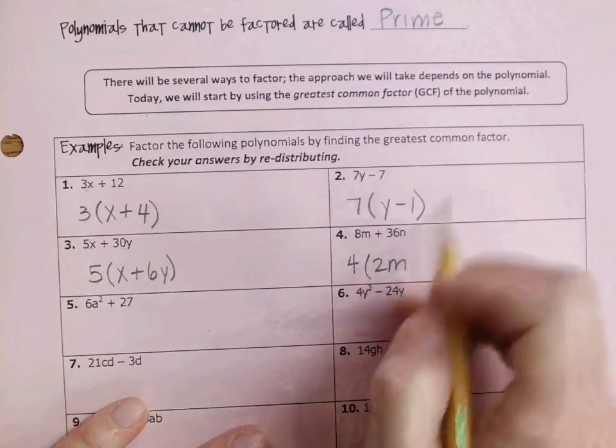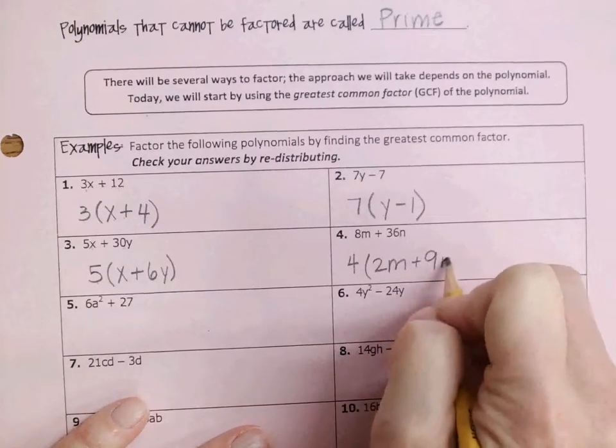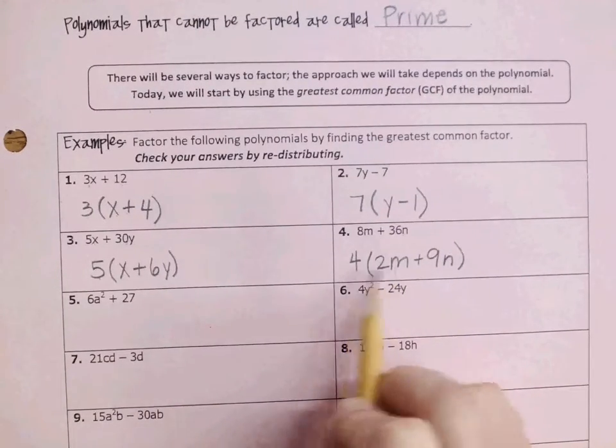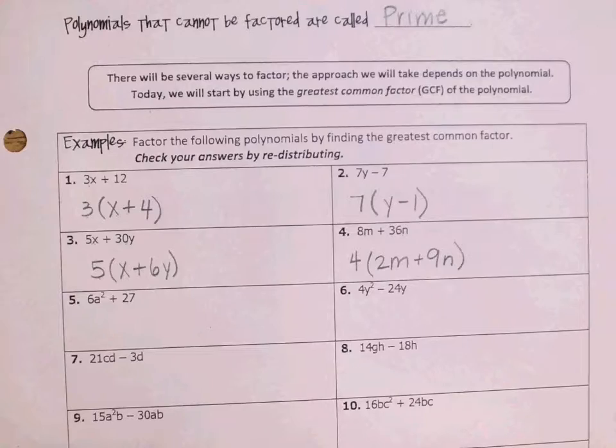36n divided by 4 is a positive 9n. Again, that's my final answer. Redistribute. Make sure you did it correctly.